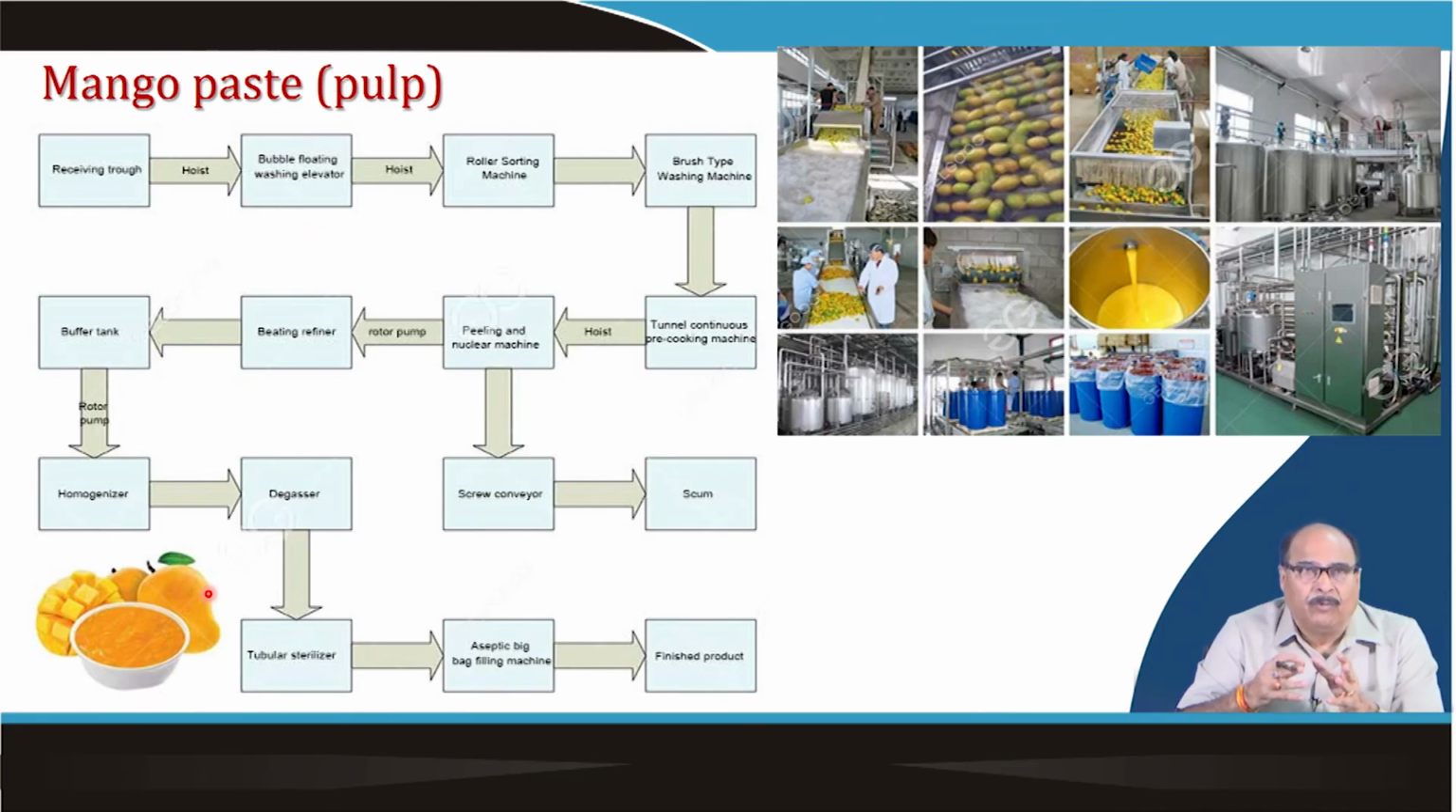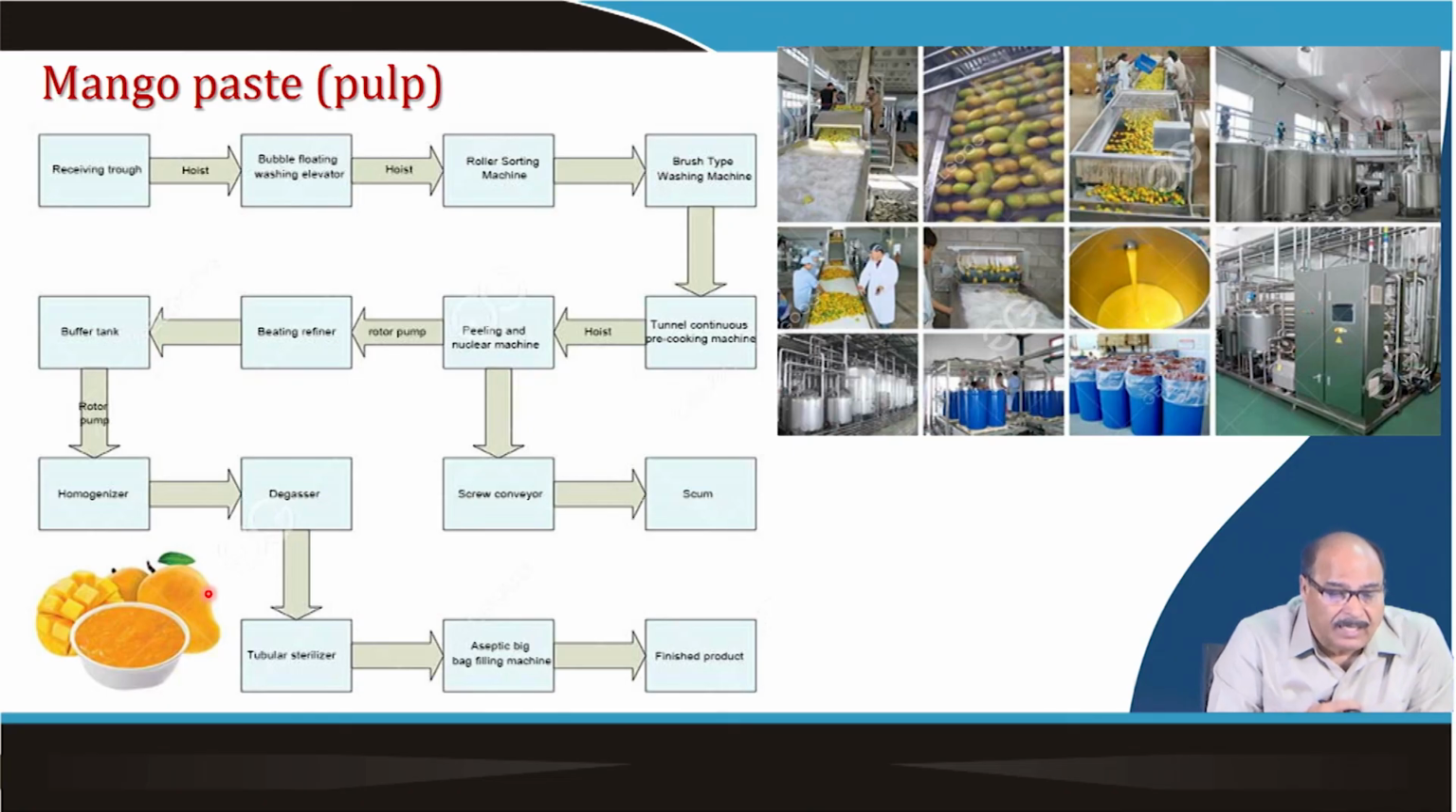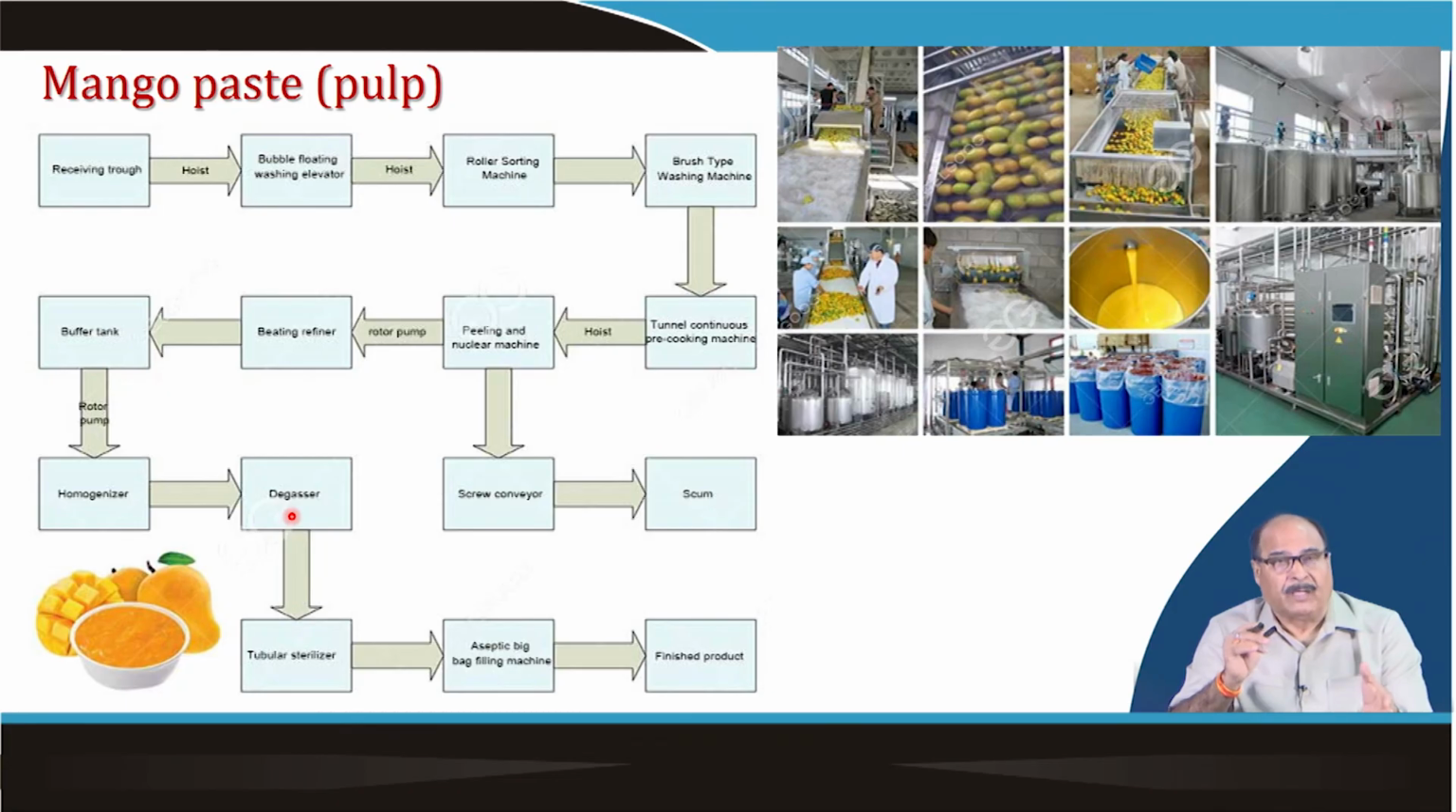Similarly, for the mango paste pulp, you can see here a similar process is used: receiving, then bubble washing and juice extraction, boiling before pulping, then juice extraction, and this homogenization, degassing, and finally concentrating, and this pulp is packed.